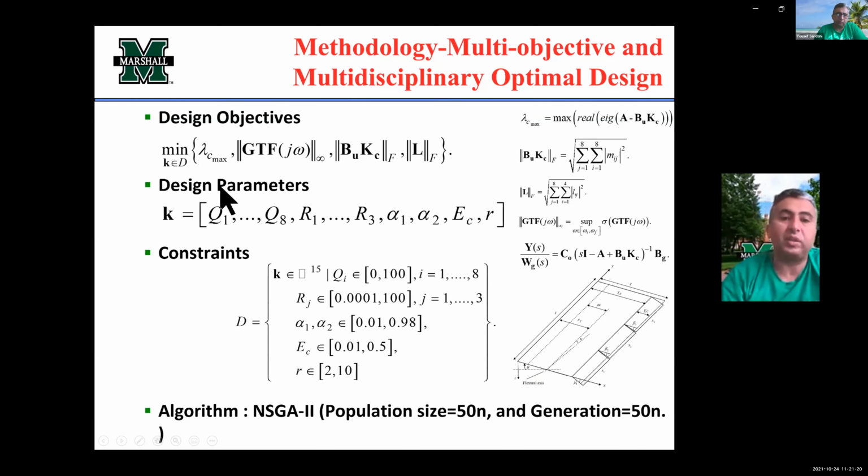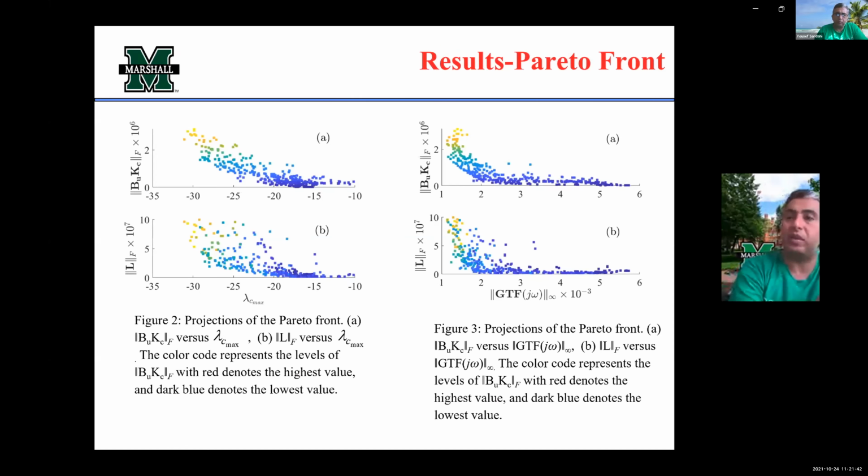So we have the design objective, the design parameters, and we specify the constraints. More information about the constraints you can find in the paper. We solve the optimization problem by using the non-dominated sorting genetic algorithm, and these are the settings of the algorithm. This is one of the popular algorithms that researchers use in multi-objective optimization. We solve a multi-objective optimization and we get the Pareto set and Pareto front.